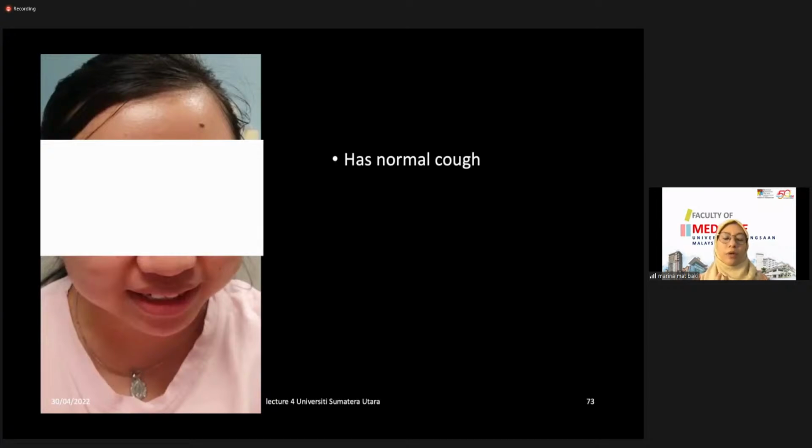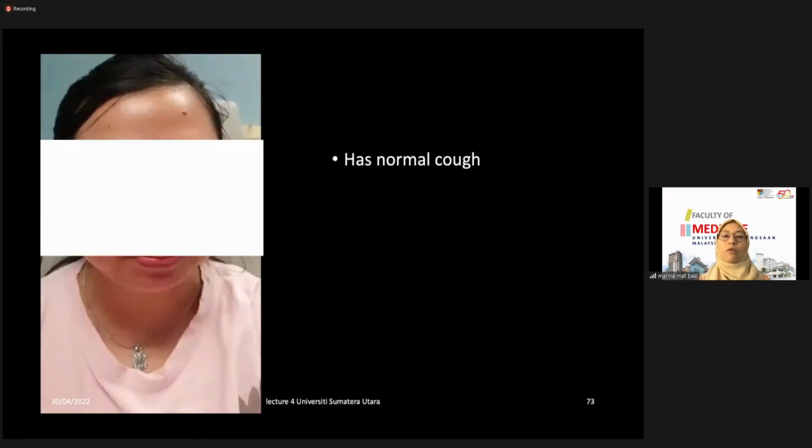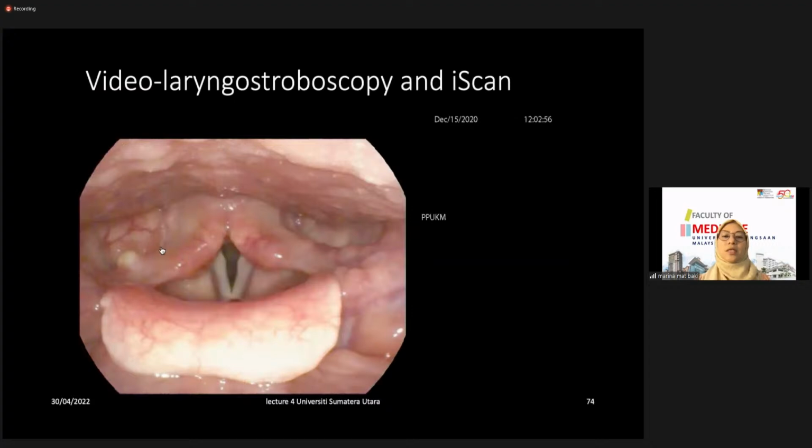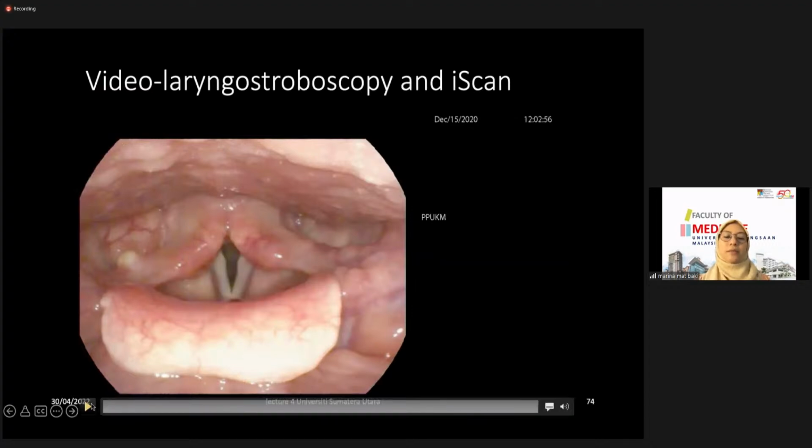She is whispering, okay? And to confirm that, you ask her to cough. If she can produce a normal, effective cough, it means that she doesn't have any glottic insufficiency. There is no vocal cord palsy, but yet she produced this kind of voice. So this is her larynx.